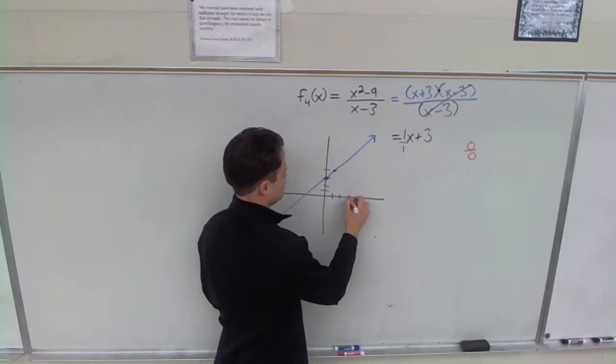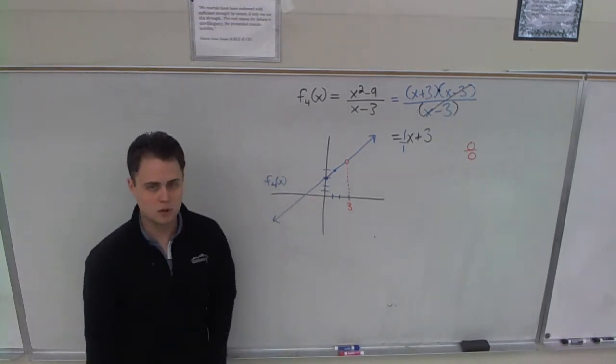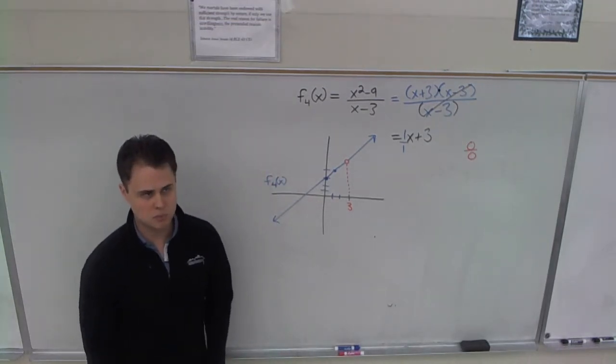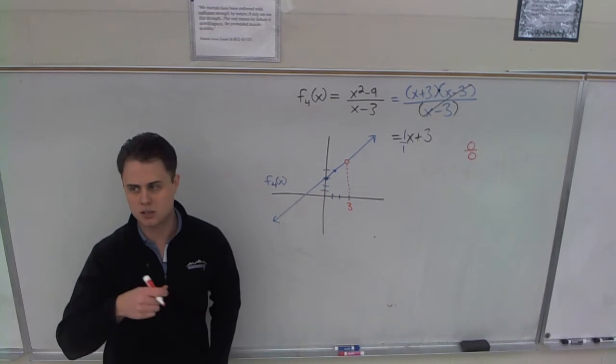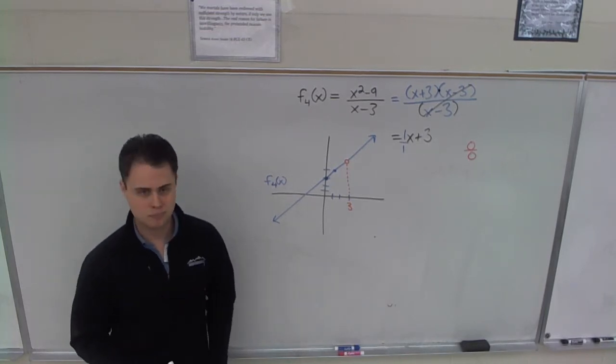So at 3, if you trace it up to wherever the function is, you're going to have a hole. And if you graph it the right way with your calculator, you zoom decimal, so when it plays dot to dot, it catches that. You'll see that there's a gap. Okay?